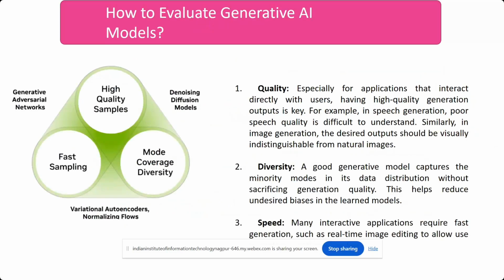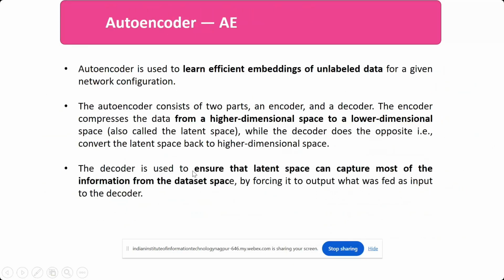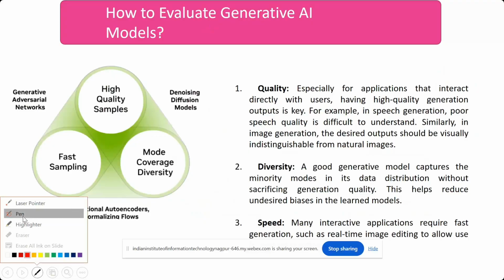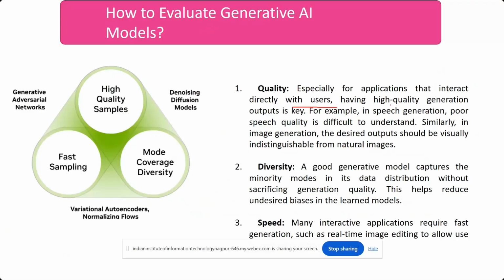Here, quality. How will you evaluate that? How can you say that my model is good? Your quality should be good. Especially, you have to generate high quality images or high quality text data, especially for applications that interact directly with the user. Directly with the users, having high quality generation output is key. For example, in speech generation, poor speech quality is difficult to understand. That's why you should have high quality data generated out of these generative AI models.